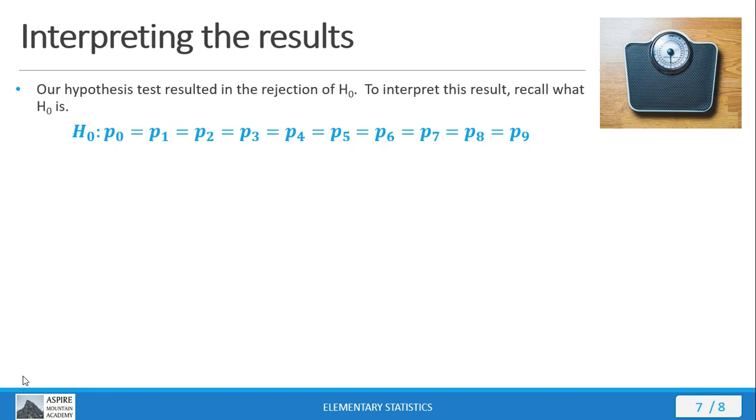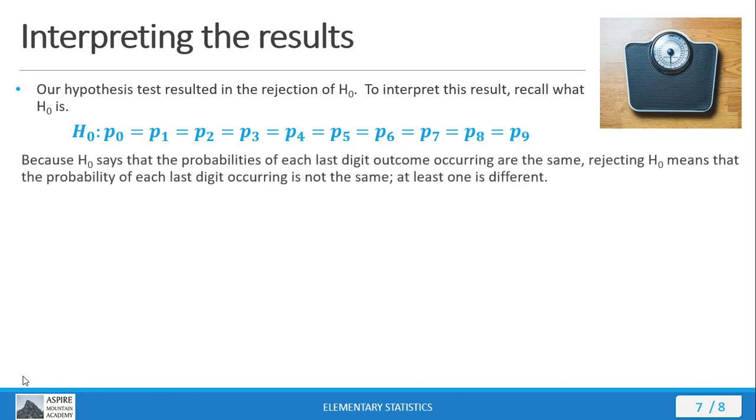Like that old song from Sesame Street: one of these things is not like the other, one of these things is not quite the same. So one of these last digits is occurring at a different frequency than the others. It could be 1, it could be 2, it could be 3, we don't know. All the test is telling us is that at least one of them is different. That's all the test is telling us.